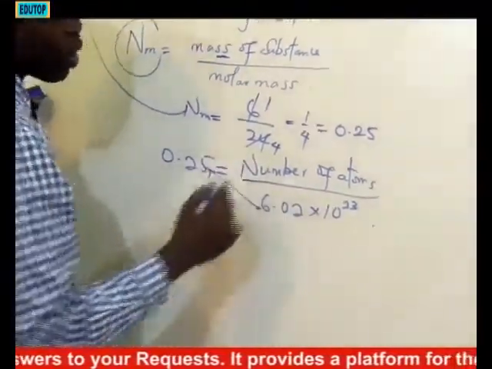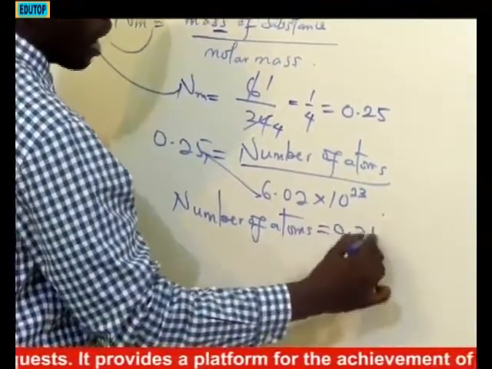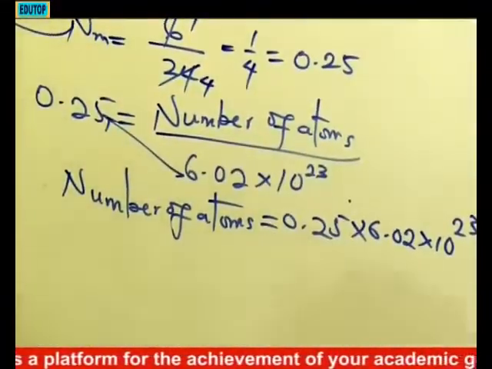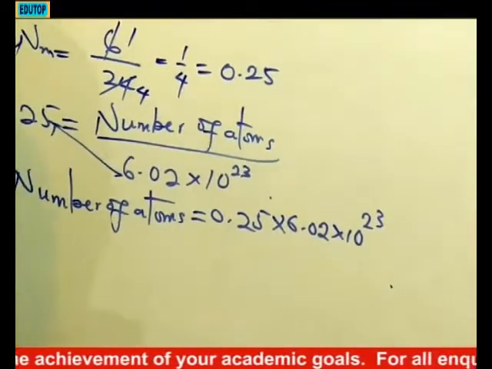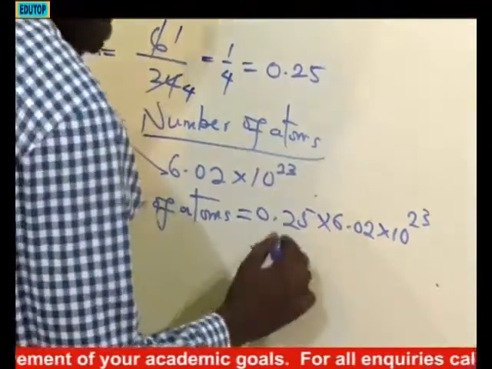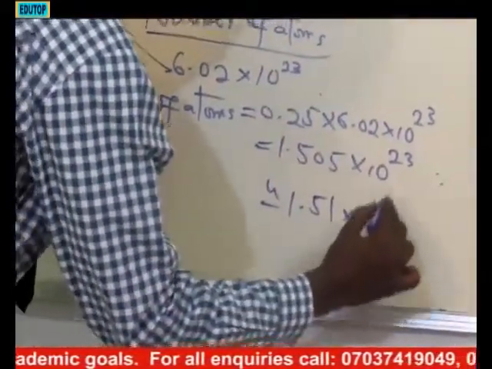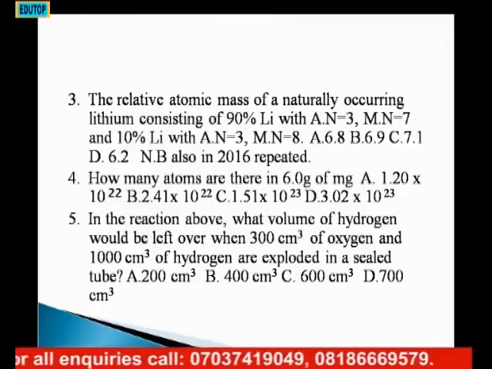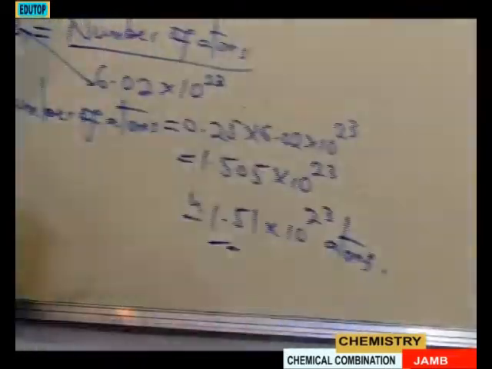So what do you do? Just cross multiply, since you are looking for number of atoms. So number of atoms will become 0.25 times 6.02 times 10 raised to power 23. We can use our mathematical instrument to work out the answer here. So we have 0.25 times 6.02, then we have 1.505 times 10 raised to power 23, which is approximately 1.51 times 10 raised to power 23 atoms that we have. So let's go to our options and see the one that correlates to this. Option A says 1.20, no. B, 2.41, no. C, 1.51 times 10 power 23. That's the answer. So it will be option C.